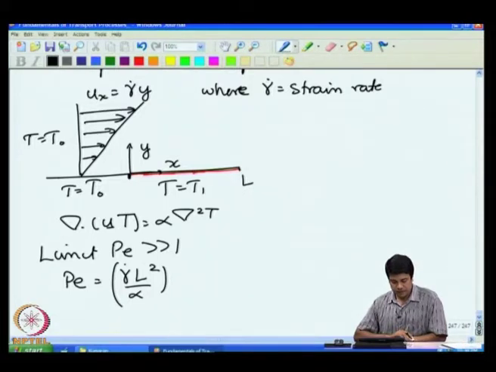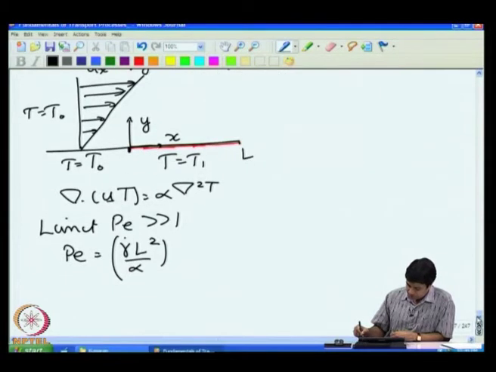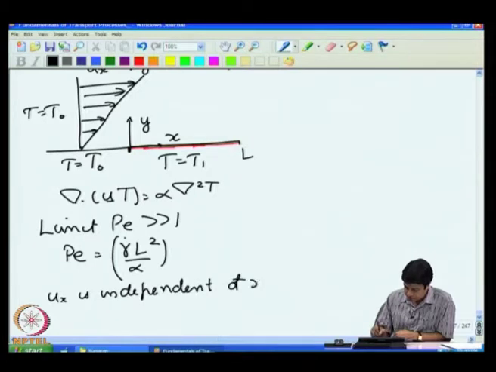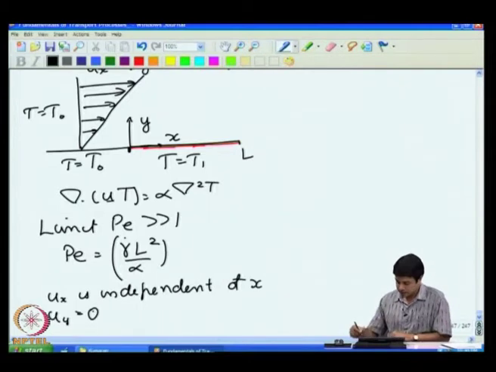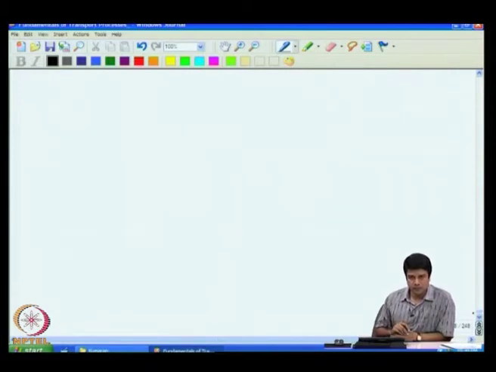Further, the velocity is not varying as a function of the streamwise direction. So, I have u x is independent of x, and u y is equal to 0. There is no flow perpendicular to the plate.